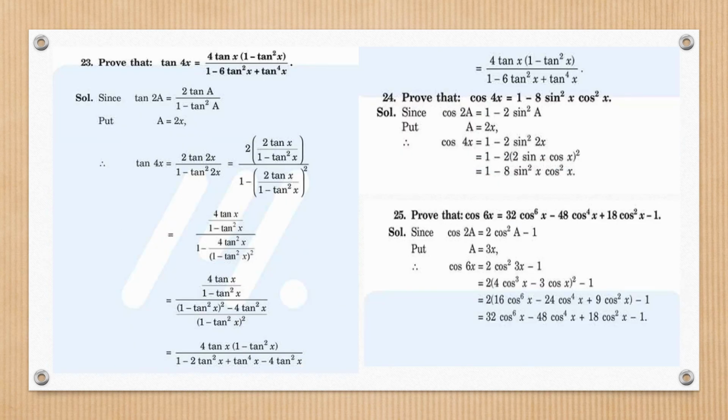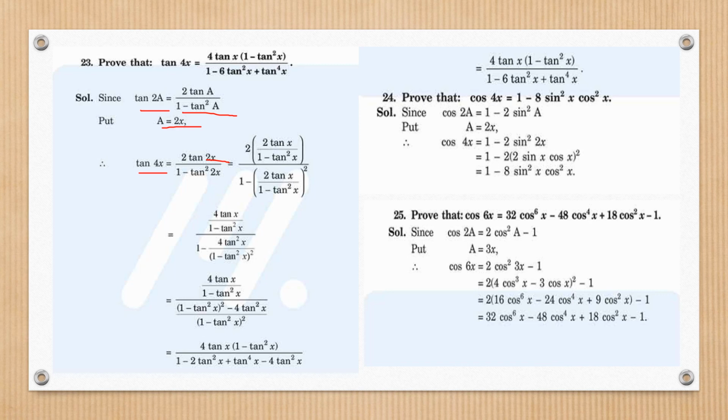Number 23 is tan 4x equals 4 tan x (1 minus tan square x) upon (1 minus 6 tan square x plus tan 4x). You could do it as tan (3x plus x), but the simple way is to use the tan 2x formula, which is 2 tan A upon 1 minus tan square A. Take A as 2x. If the angle is halved here, then it is doubled there. So tan 4x will be 2 tan 2x upon 1 minus tan square 2x. Again change tan 2x by this formula, 2 tan x upon 1 minus tan square x, and here also 2 tan x upon 1 minus tan square x, whole square.